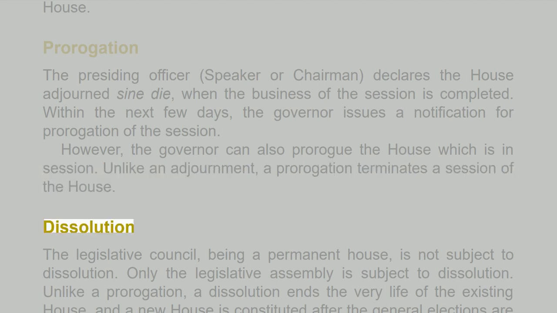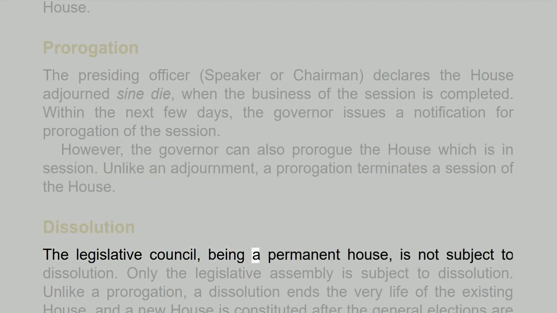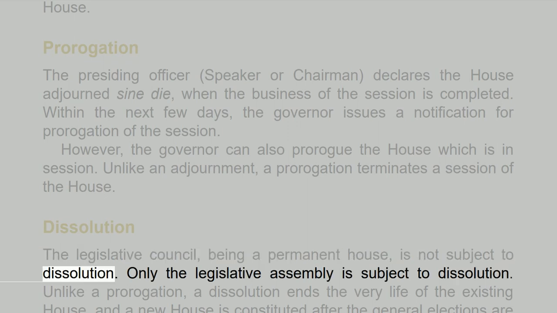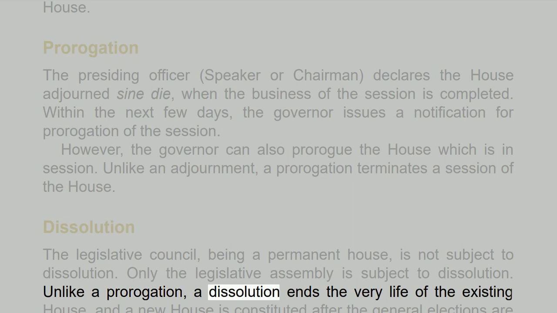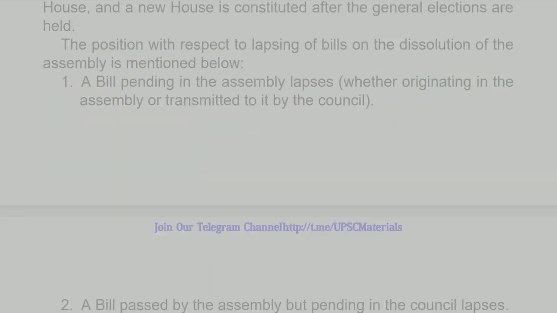Dissolution. The Legislative Council, being a permanent house, is not subject to dissolution. Only the Legislative Assembly is subject to dissolution. Unlike a prorogation, a dissolution ends the very life of the existing house, and a new house is constituted after the general elections are held. The position with respect to lapsing of bills on the dissolution of the Assembly is mentioned below. 1. A bill pending in the Assembly lapses, whether originating in the Assembly or transmitted to it by the Council.